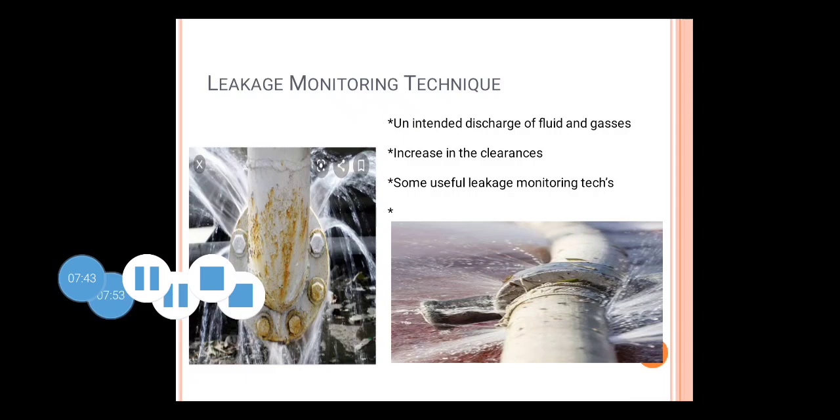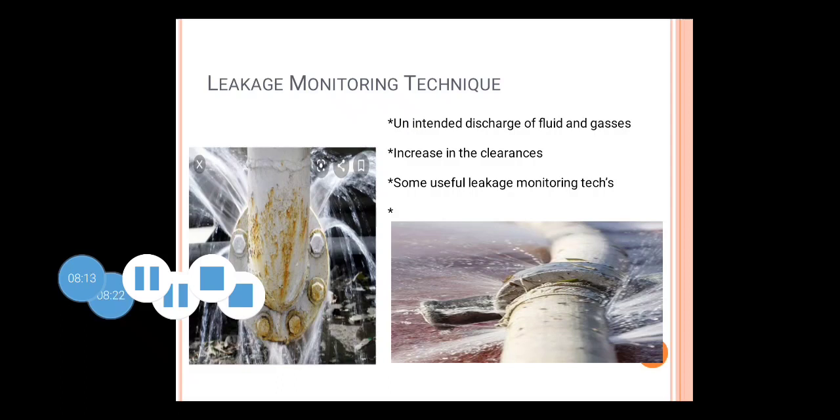Next monitoring technique is leakage monitoring technique. Leakage is unintended discharge of the fluid and the gases from the mechanical components. That is nothing but leakage occurring because of increase in the clearance. We also get corrosion of parts like worm shafts, spools, and damage of the parts. So leakage may exist.